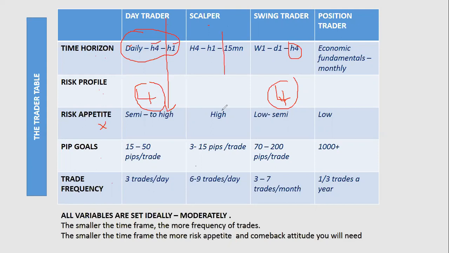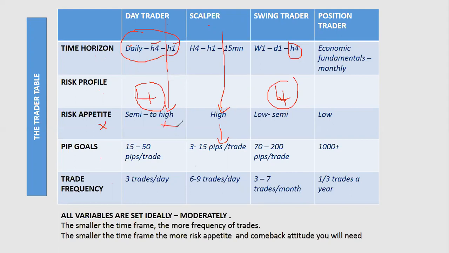Scalpers have a high risk because for a scalper to trade, they are looking for 3 to 15 pips. So for these 3 to 15 pips to make sense, they are usually highly leveraged and they take more trades. They take more trades than a day trader.